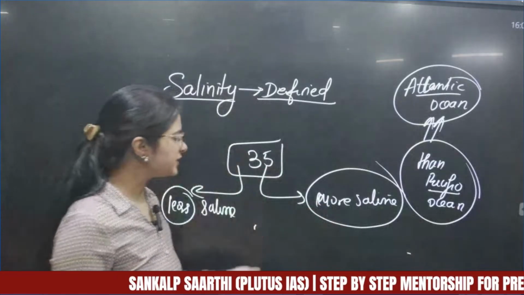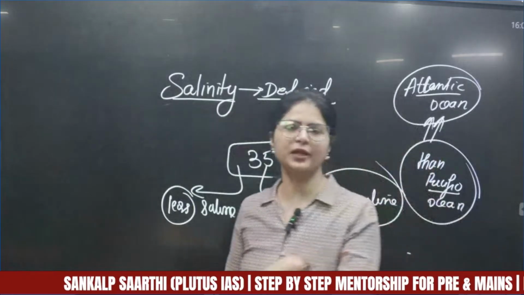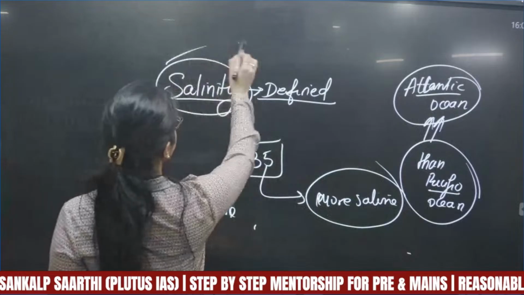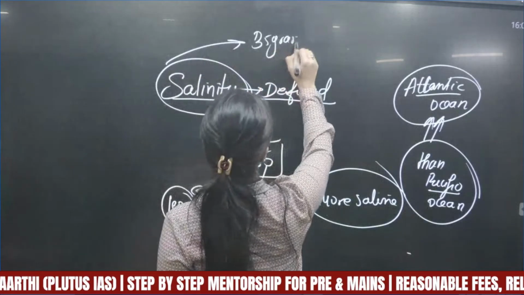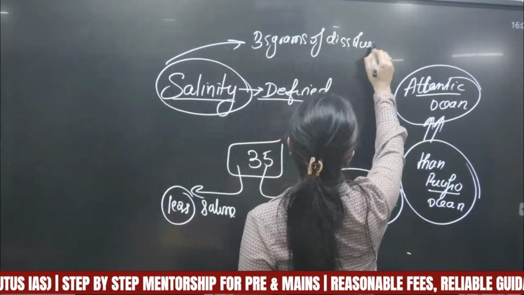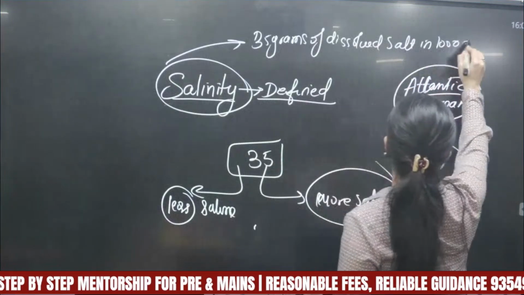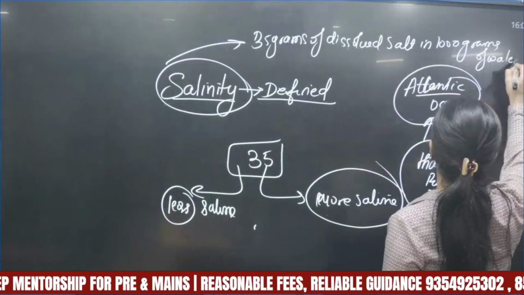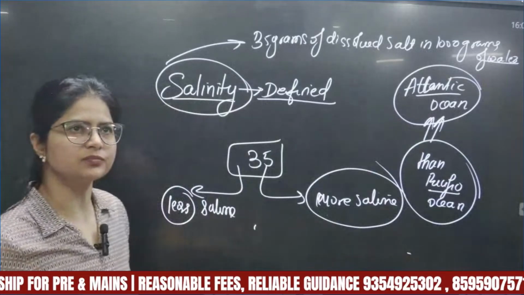For me, salinity is how much amount of salt is present in 1000 grams of water. If I have to define salinity, in simple words it is 35 grams of dissolved salts in 1000 grams of water. Now, what kind of salts am I taking here? That should also be defined. It is important for prelims.